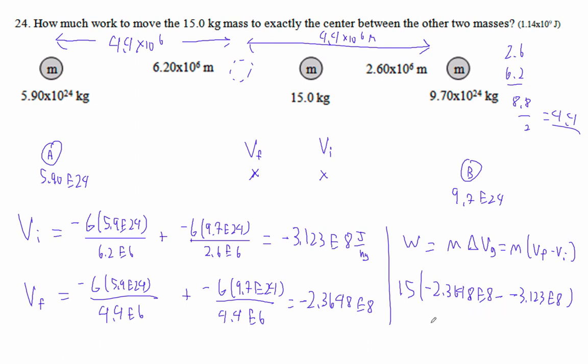That's gigajoules. 1.137. So 1.14 times 10 to the 9th joules, and it's positive. Why is it positive? Because you're taking it from a deep hole here to a less deep spot in the hole. That's joules. All right.